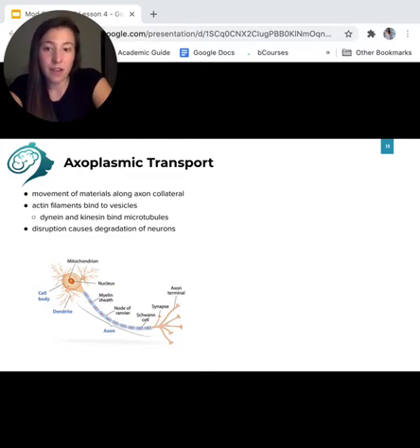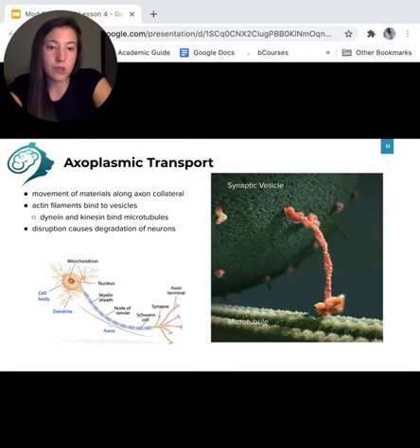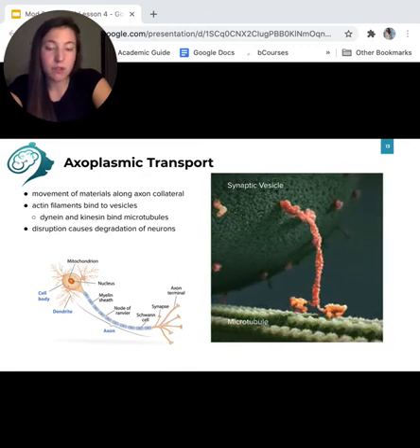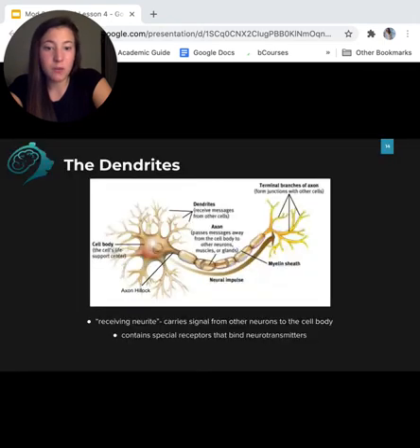Breakdown or disruption of axoplasmic transport can cause degradation of a neuron and is indicated in some neurodegenerative diseases such as Alzheimer's. So this fun little image shows a synaptic vesicle being carried by an actin filament down the microtubule in an axon. So finally we have the dendrites.